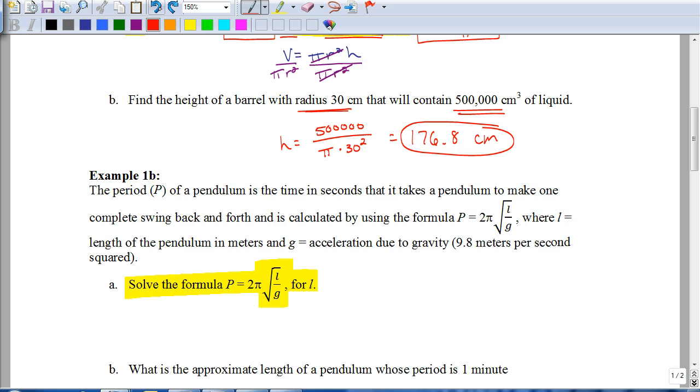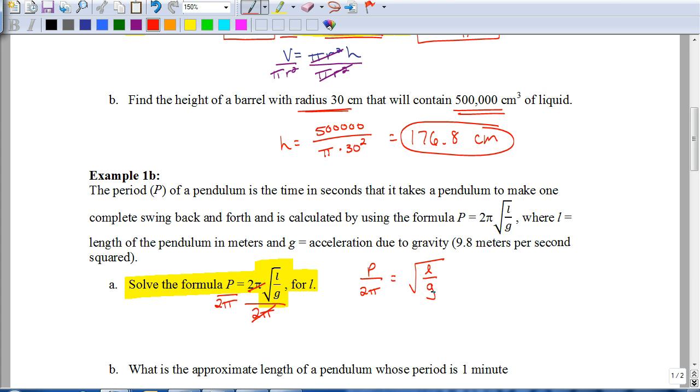Now, the best way to approach this problem is to get the square root by itself. Don't worry about the fact that there's a square root in there. We're going to save that for later. Remember what we just talked about? We have 2 times pi times the square root. We can multitask. We can divide by two things here. We're going to divide by 2 pi. So I get P divided by 2 pi equals the square root of L divided by G.